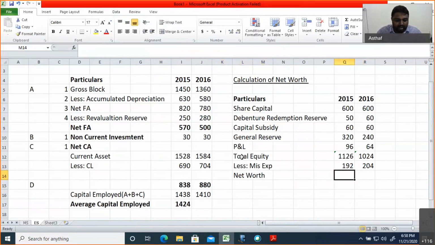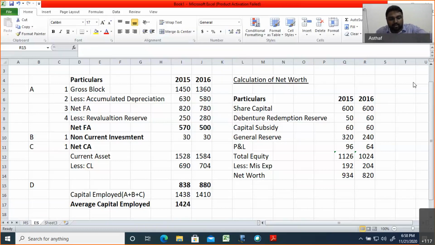Some of the friends already got the net worth. That will be 934 and 820. 934 and 820 is the answer. Some of the friends already got the answer. You can take your own time and copy. So you got the net worth.